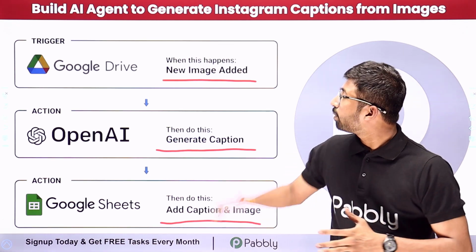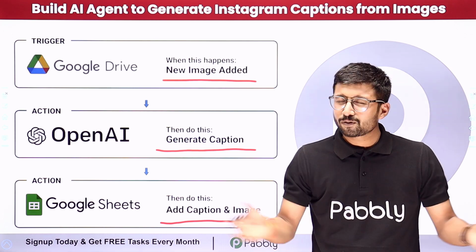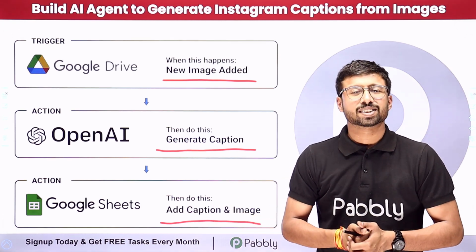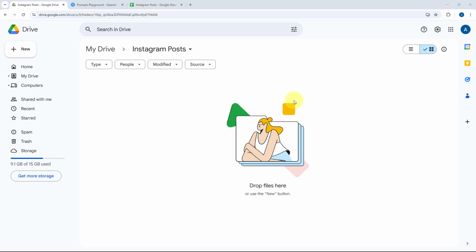Now if you want to learn how you can build this AI agent all by yourself, for that let me just take you to my screen. So as you can see, this is my Google Drive folder in which I will be uploading the images which we have to post for Instagram.